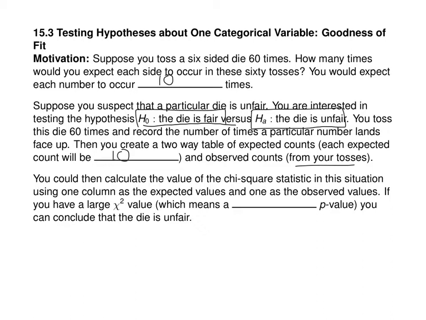So then you can calculate the value of the chi-square statistic in the situation using one column as expected and one as observed. And if you've got a very large x squared, which in general means a small p-value, although that does vary a bit because of this whole new degrees of freedom variable we added in, you can conclude that the die is unfair.